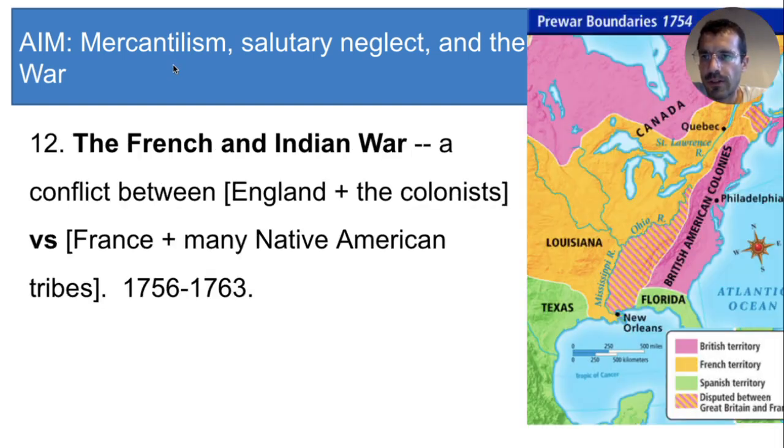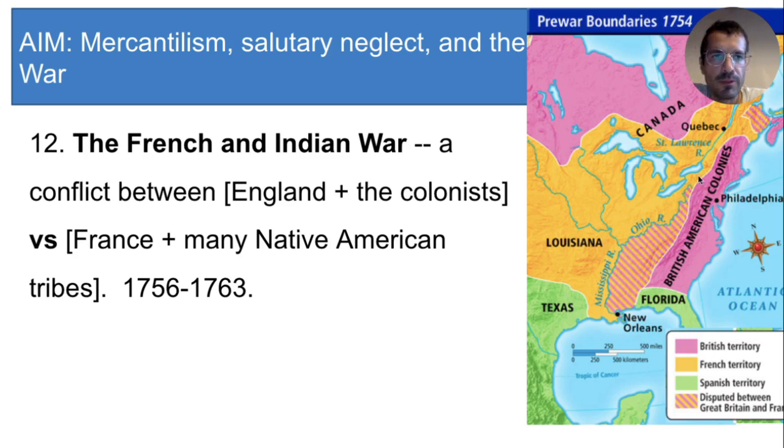The last topic in this video is the French and Indian War, which started in the year 1756 and lasted until 1763. Be careful. The French and Indian War sounds like it's a war between the French and the Indians, but it's not. On one side of the conflict were England and the colonists. On the other side were the French, who were allied with Native Americans. So, the French and Indian War is really the British fighting against the French and Indians.